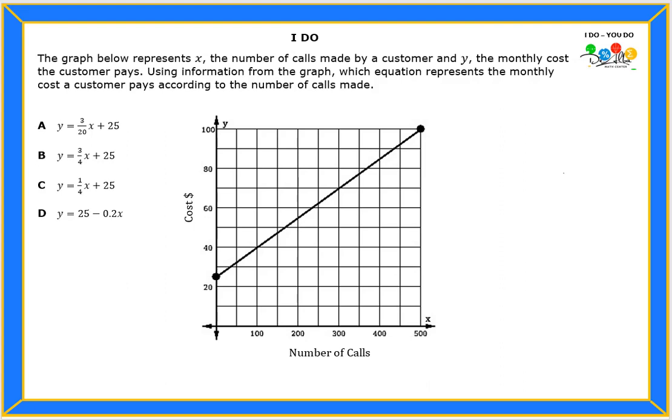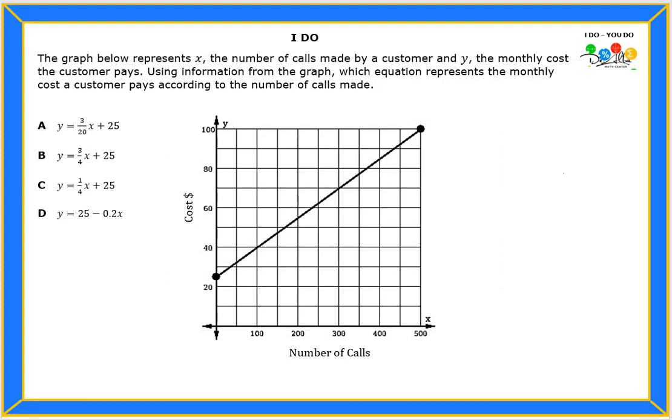Hello students, let's read the problem. And it says, the graph below represents X, the number of calls made by a customer, and Y, the monthly cost the customer pays. Using information from the graph, which equation represents the monthly cost a customer pays according to the number of calls made?